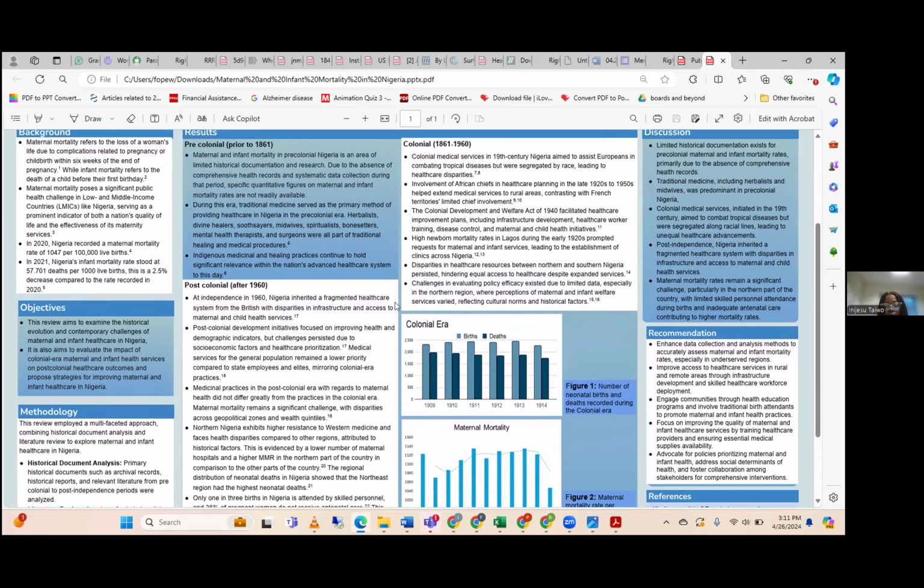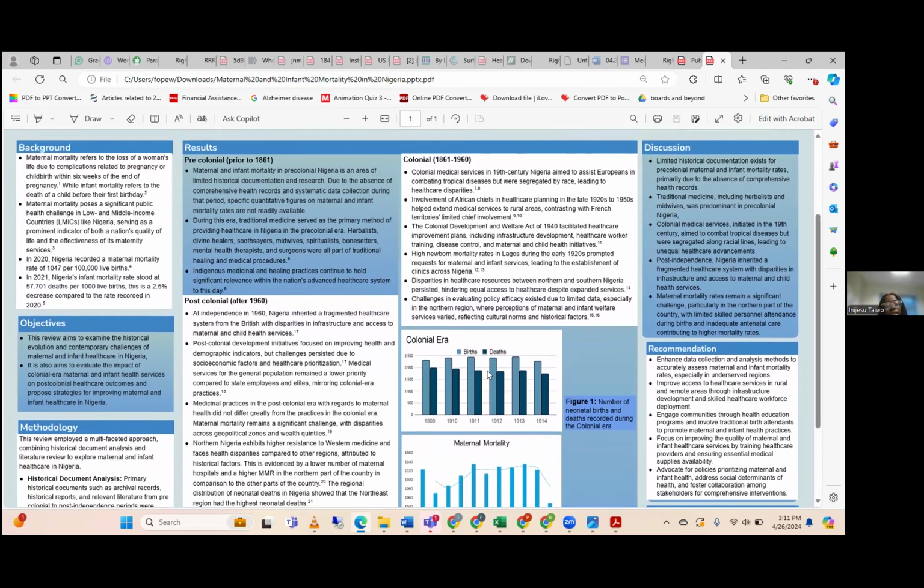And if you look at this bar chart here, you can see this lighter shade of blue is the amount of births, while the darker shade of blue is the amount of deaths. If you can see, it's almost about the same. In some years, almost 80%, and other years about 75% of children being born were dying, and this was due to various reasons. And that was one of the things that prompted the development of the Colonial and Welfare Act.